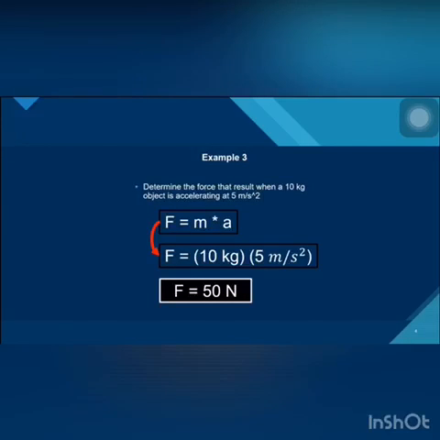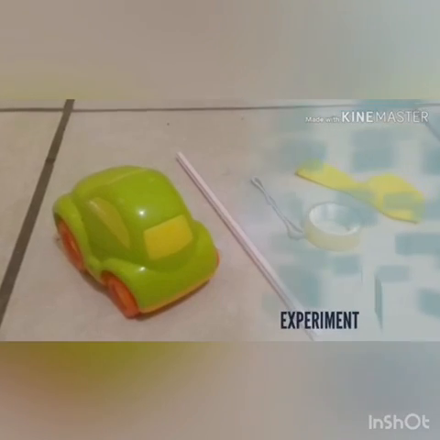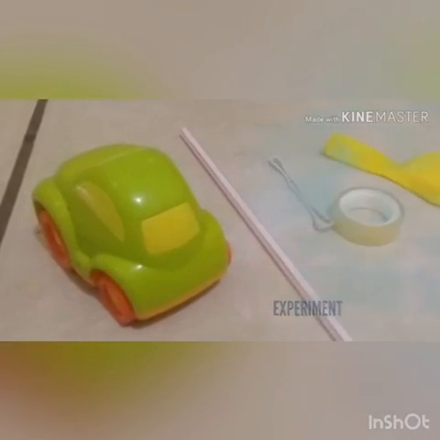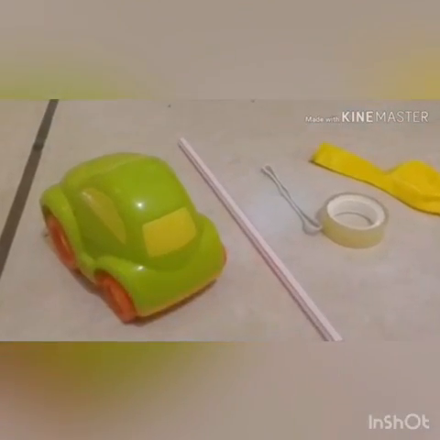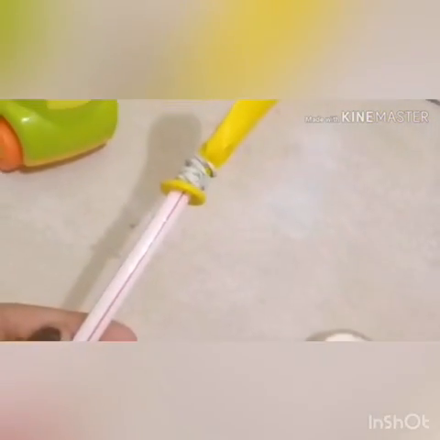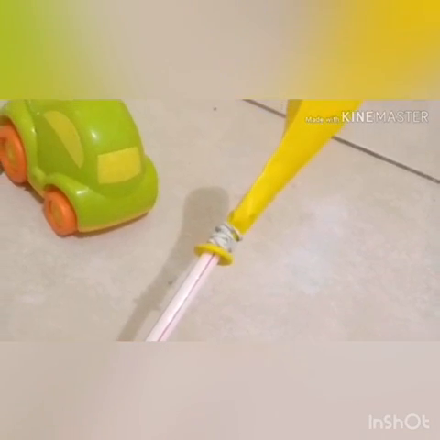Now for the experiment, we're going to need a toy car, a straw, a rubber band, tape, and a balloon. We're going to put the straw inside the balloon, and then we're going to tie them with the rubber band, and finally we're going to tape it to the top of the car, so we can see what happens next when we inflate the balloon through the straw. This is going to make an action, and the car will move due to the air and the force of flight.